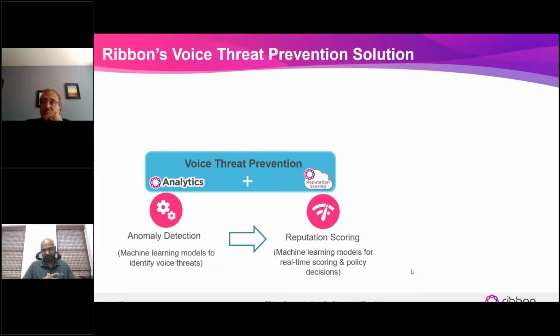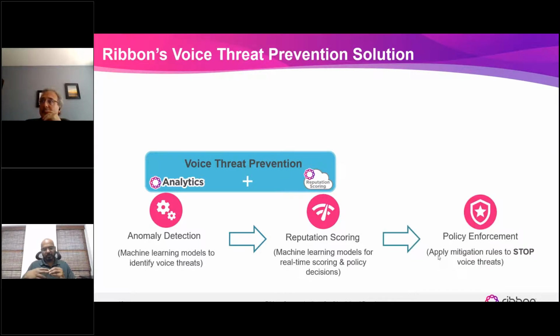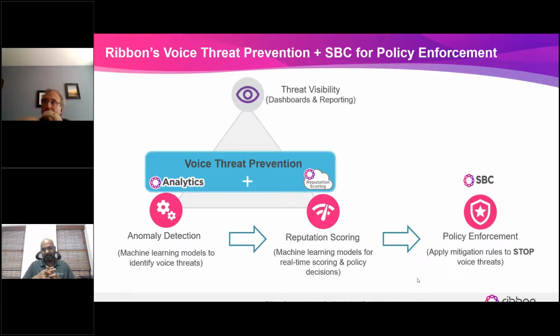Now, if you can build that one more time, Dan. Once we have the real-time scoring based on anomalies detected in the network, and the intelligence gained from the global network, once we have that combination and create a real-time score on a call-by-call basis, we provide that score to the policy enforcement function. In the Ribbon case, it could be an SBC. If you just click one more time, Dan, it could be a Ribbon SBC that acts as the policy enforcement function.